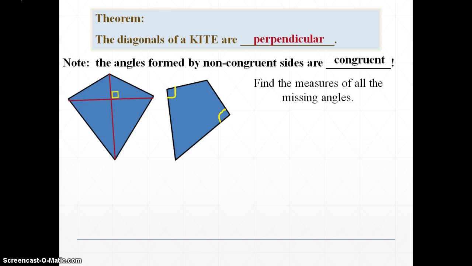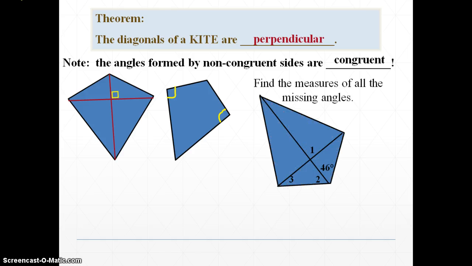Find the measures of all the missing angles. I want you guys to try this on your own, and then I'll go over the answers. So angle 1 is very easy to find because I know the diagonals meet at a 90-degree angle, so angle 1 has to be 90 degrees. Now, how to find angles 3 and 2 and all of those? You have to think a little bit more about it. So angle 2 is going to be 46, and angle 3 is going to be 44. So let's talk about that.